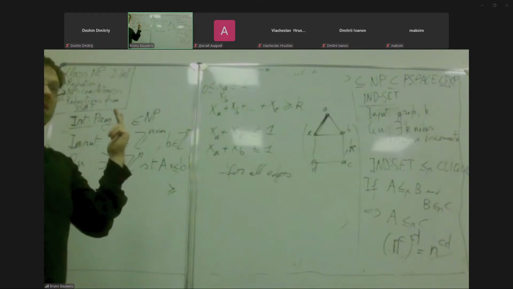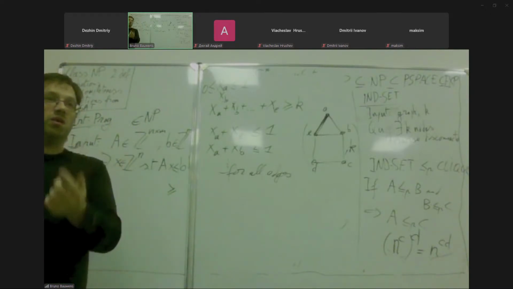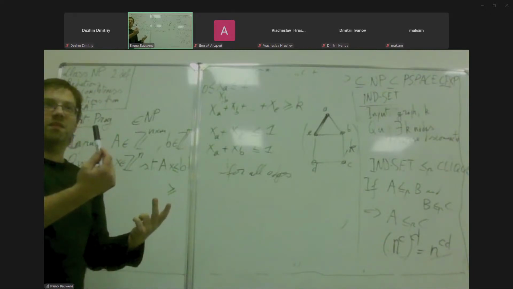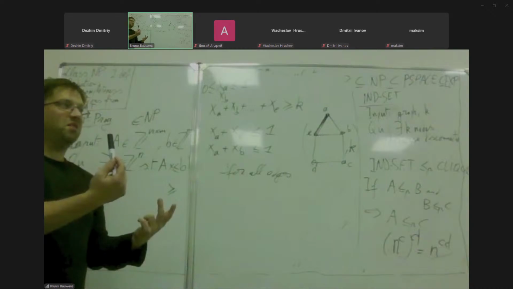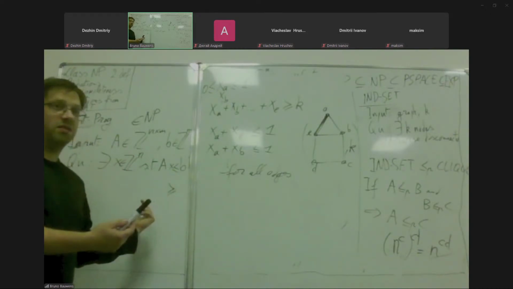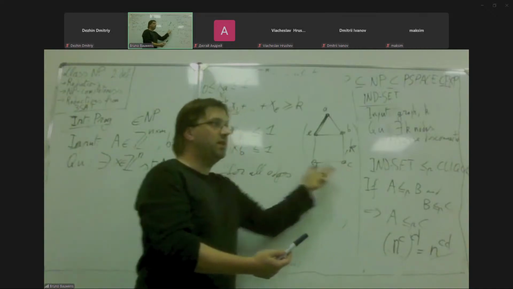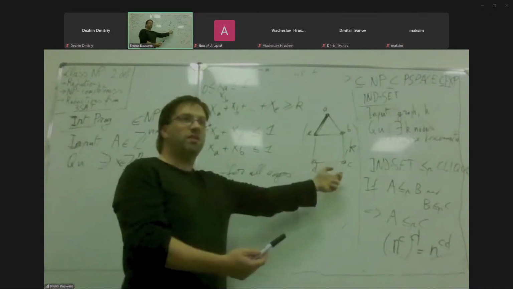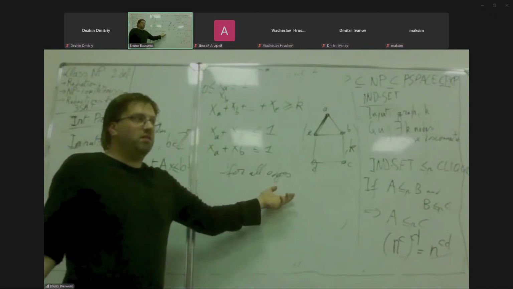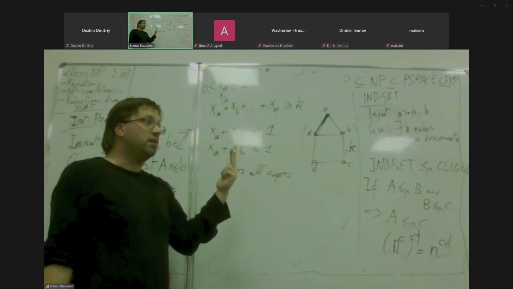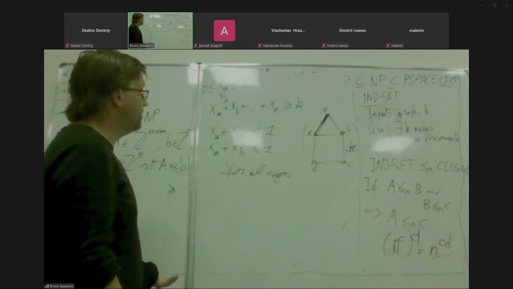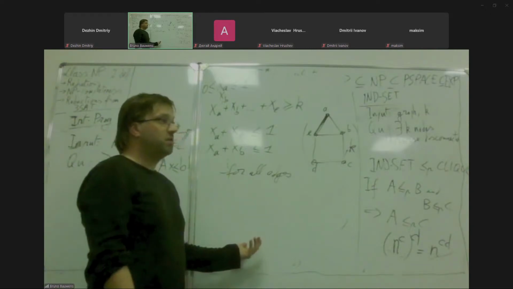Remember, a reduction has 2 criteria. First, the function works in polynomial time. The second part of the definition that we need to check is equivalence: if this is in the language, then that must be in the language, and vice versa. So those are the 2 things you have to show for a reduction. Okay, so equivalence is almost by construction.